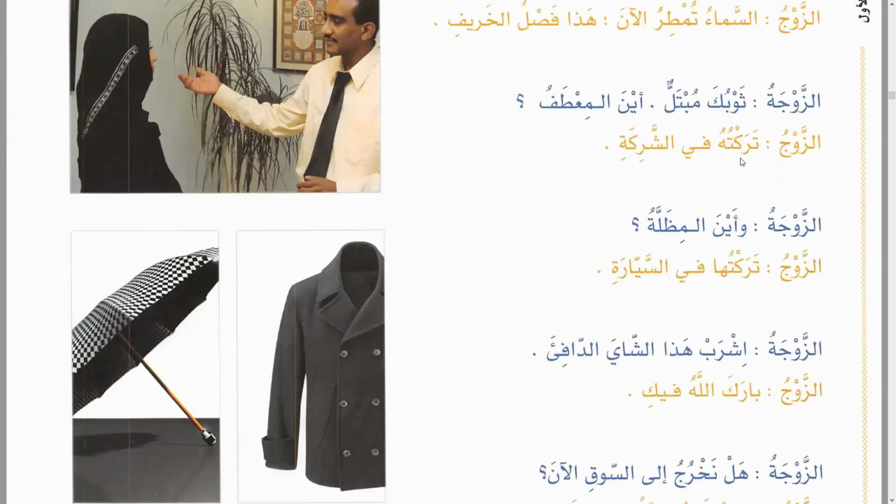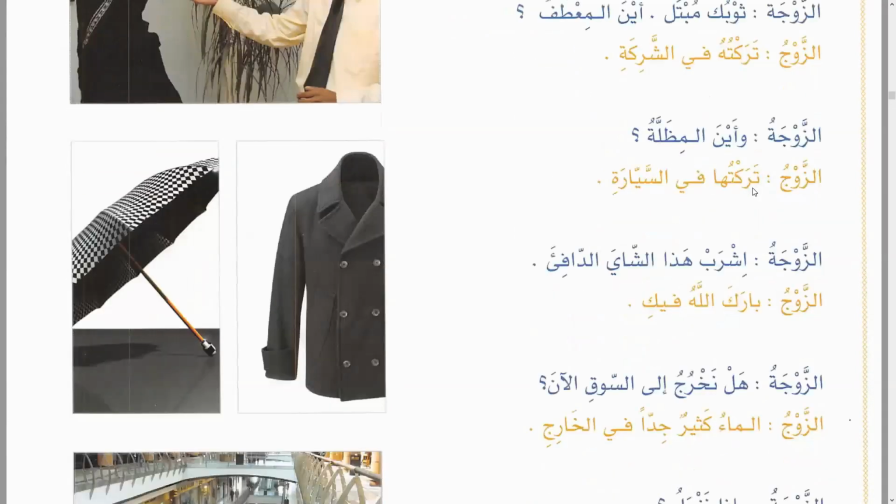ثوبك مبتل. أين المعطف؟ Your shirt is wet. Where's the coat? تركته في الشركة. I left it in the company. Sharika is company. We learned before. وأين المظلة؟ And where's the umbrella?